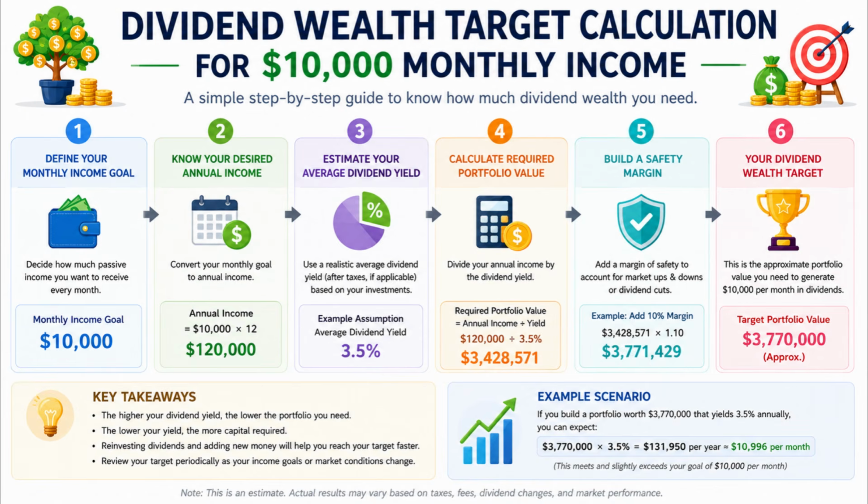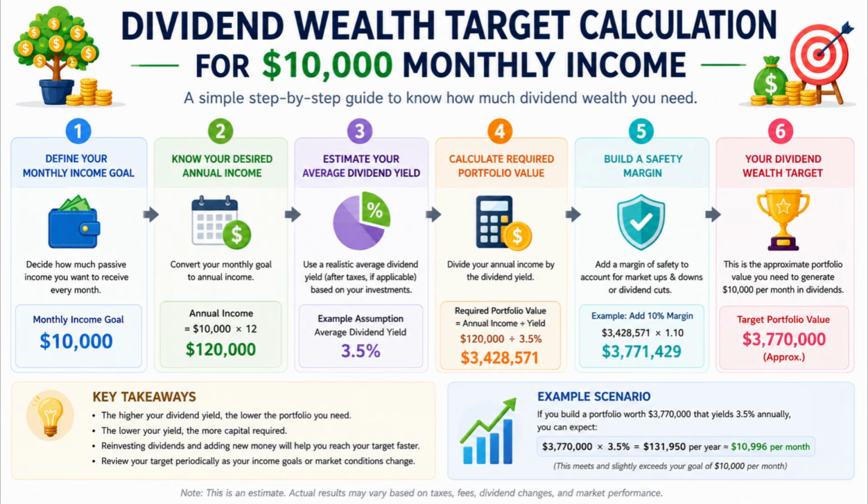In this video, we will discuss dividend wealth target calculation for earning $10,000 in monthly dividend income. To begin with, the purpose of this calculation is to understand how much dividend-paying investment wealth may be needed to generate $10,000 every month. This type of target can help investors plan for passive income, long-term wealth building, retirement income, or financial independence.